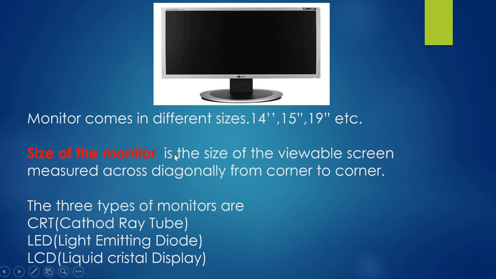Next, different types of monitors. The old model monitor is CRT monitor. CRT is cathode ray tube monitor. Nowadays we are using LED and LCD monitors. LED is light emitting diode. LCD is liquid crystal display. CRT, cathode ray tube, LED, light emitting diode, LCD, liquid crystal display.